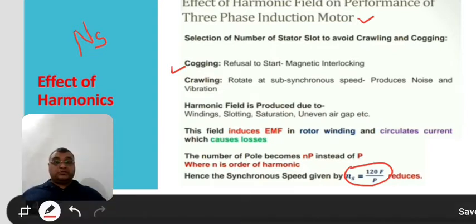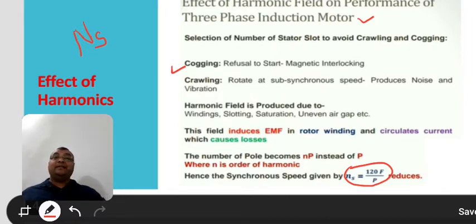Okay, so what happened here? The f is frequency. Okay, f is frequency, that we all know. P is the number of poles, as rightly we said the number of poles are increasing. So for example, we could say one harmonic field is present in the motor.